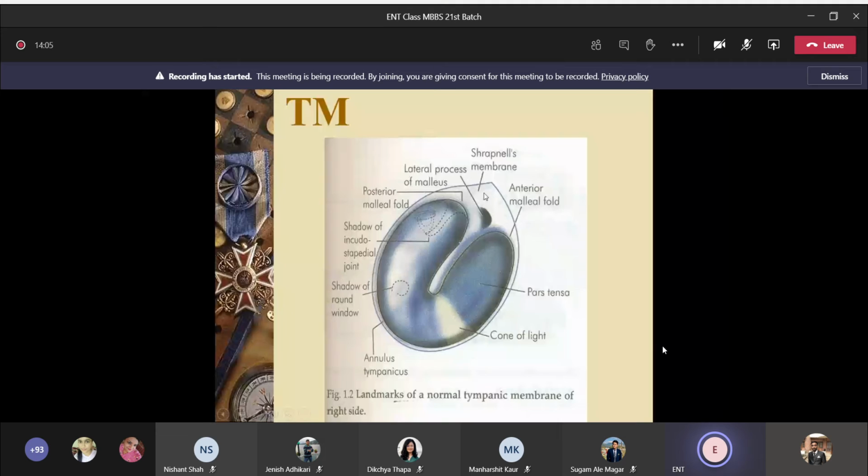The tympanic membrane consists of 4 quadrants. These quadrants are made by a line drawn along the handle of the malleus, and another line perpendicular to this line. This is the umbo. So this is the posterior superior quadrant, anterior superior quadrant, this is the anterior inferior quadrant, and this is the posterior inferior quadrant. So it is divided into the 4 quadrants.